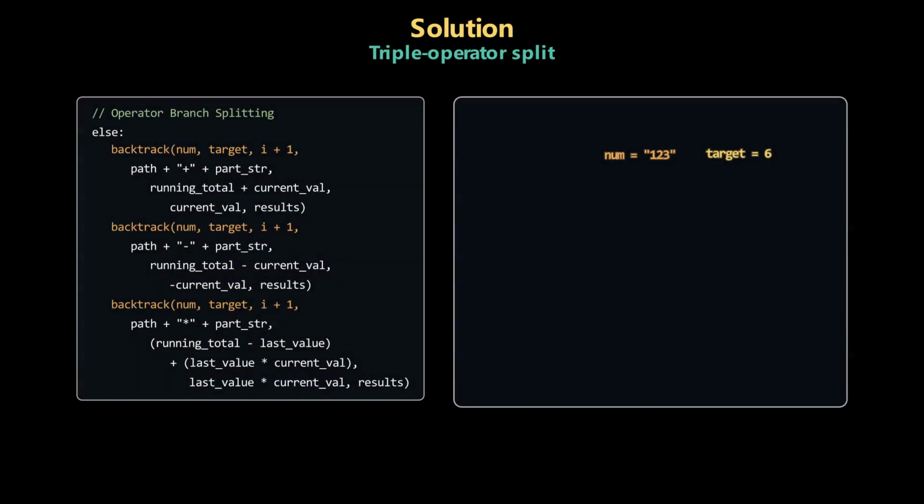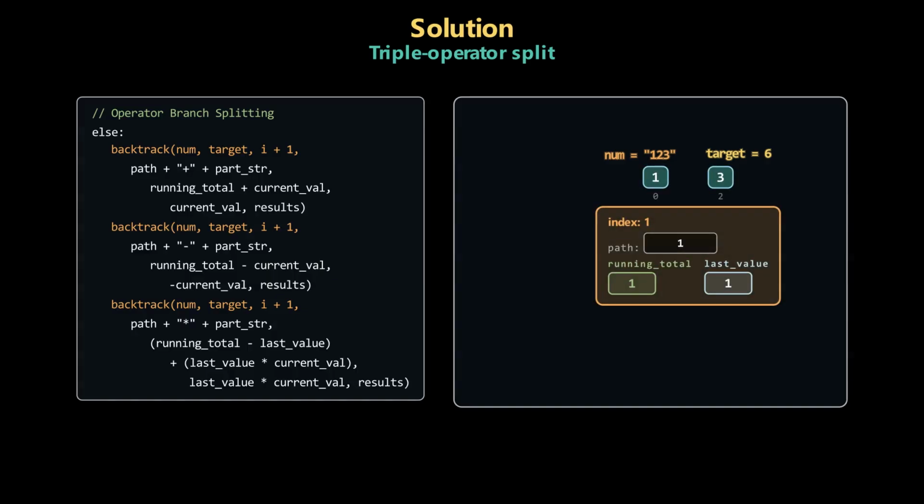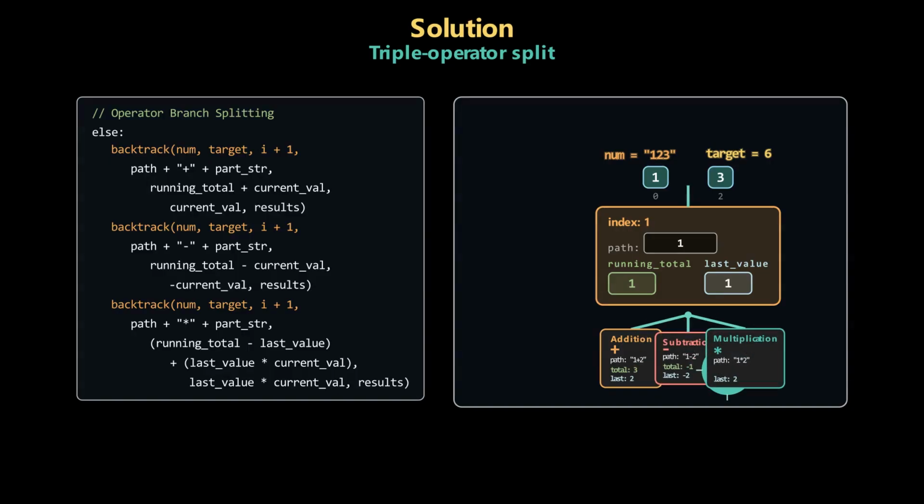For all numbers beyond our initial anchor, the tree splits into 3 operator branches. Addition and subtraction append their symbols and update our total normally, adjusting the history ledger's sign implicitly. Multiplication applies our precedence rule: unwind the running total by last_value, multiply that term by the new operand, and fold the product back into the total.